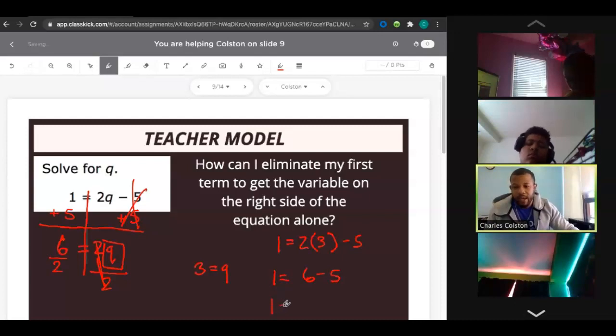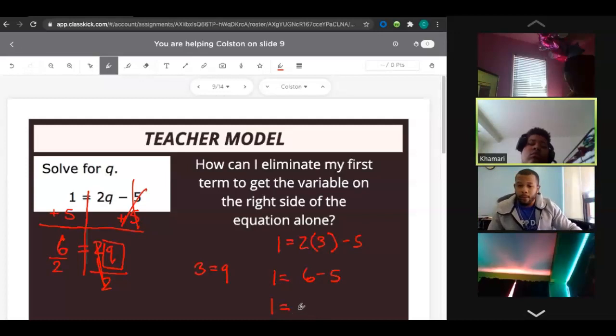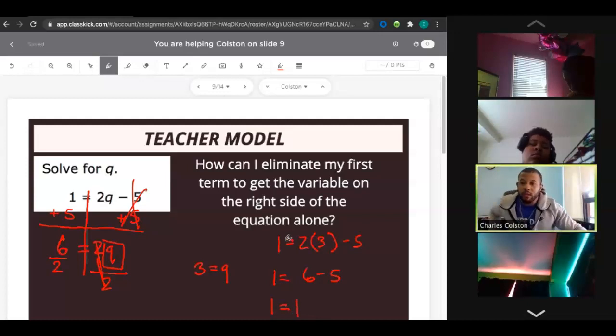We're still going to keep on going down. What's 6 minus 5? 1. There we go. Does 1 equal 1? Yes, 1 does equal 1.